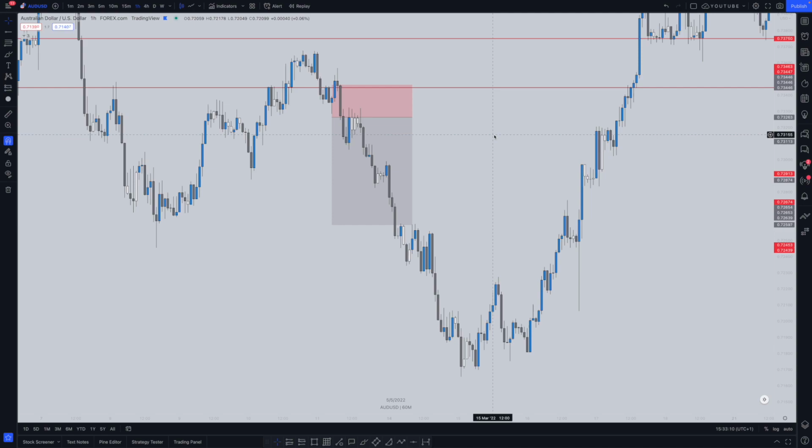So before taking this strategy live, what I would recommend doing is going onto your charts and backtesting this using a demo account for a couple of weeks, whatever it may be. Go ahead, backtest it, forward test it, everything like that, and just see how powerful this strategy is.